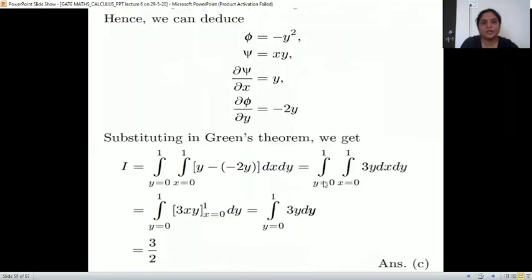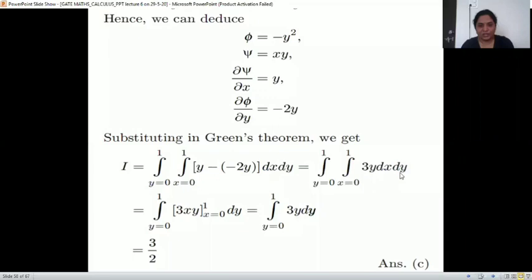dy. So this is m, this is n, and dou n by dou x is y, and dou m by dou y is minus 2y, right? So by Green's theorem, dou n by dou x we are writing first. So y minus this latter, so minus 2y, y plus 2y, that is 3y dx dy.